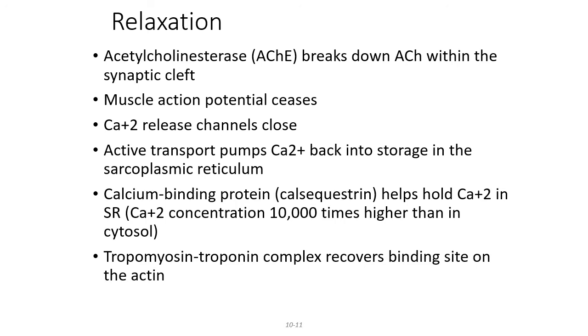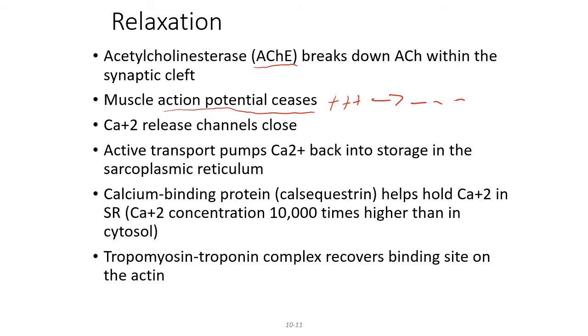Normally acetylcholine has been released out into that synaptic cleft, and the fate of the acetylcholine is that it can float away out of the synaptic cleft. A large majority of it is broken down by acetylcholinesterase. So we have an enzyme to break down the acetylcholine that's there. Once that happens, the muscle action potential ceases. So the inside of the cell starts to go from being positive to being negative again. And so we change the charge inside of the cell once again.